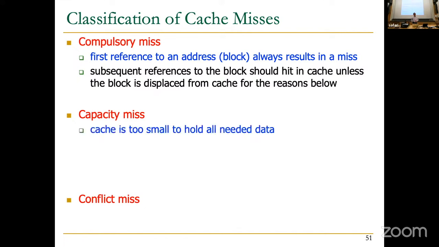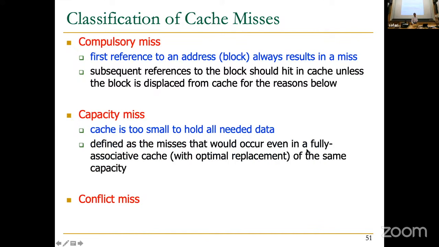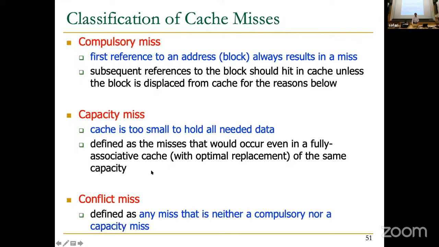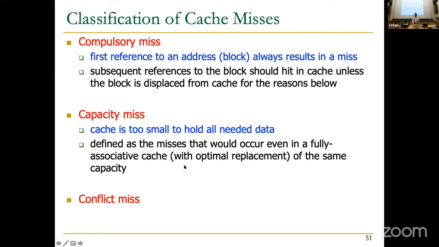So capacity miss: the cache is too small to hold all the needed data, basically. It's defined as the misses that will occur in a fully associative cache with optimal replacement, which may be hard to define. Well, for hit rate, it's easy to define. For execution time, it may be hard to define, of the same capacity, essentially. Essentially, defined as the misses that are not compulsory and not conflict misses. You can think of it that way. But basically, this is a valid definition that doesn't incur the conflict miss in it. Defined as the misses that would occur even in a fully associative cache with optimal replacement of the same capacity.